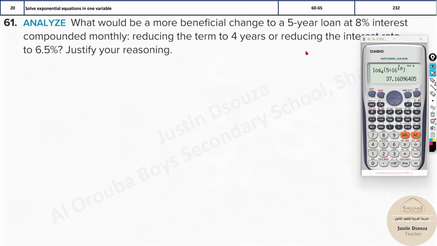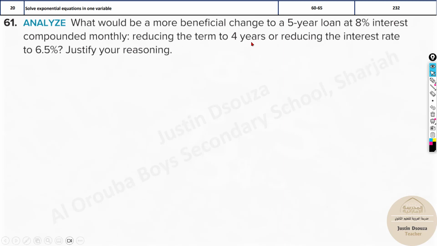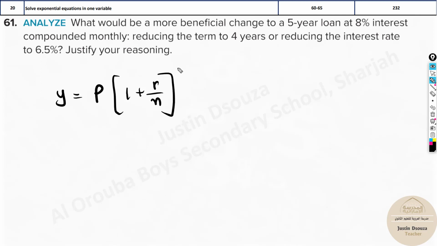What would be a more beneficial change to a 5-year loan at 8% interest compounded monthly: reducing the term to 4 years, or reducing the interest rate to 6.5% for 5 years? Now, I hope you recall the compound interest formula. This is important. Let me just write it out over here. It is always y equals, you can write it in different ways, principal amount multiplied by 1 plus r by n, the whole power nt. This is the formula. This is called the compound interest formula.